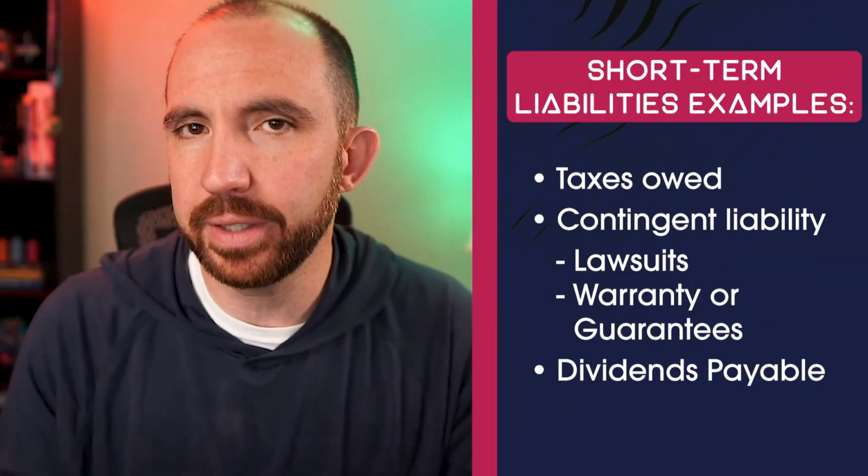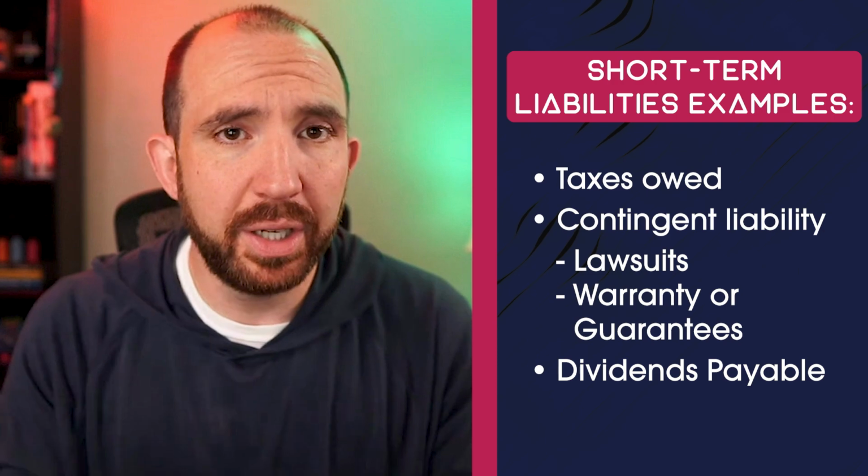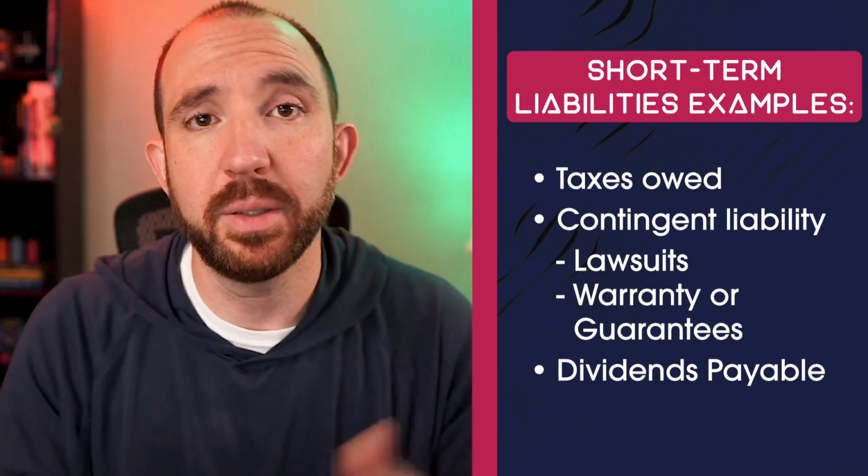Another potential liability that you'll see on definitely publicly traded financial statements, but again, a lot less common in the small business world, would be any dividends that are payable. So if you have declared a dividend that's going to be paid out at some point in the future, then you would need to start accumulating funds as a liability to make sure that you can pay that dividend out to your shareholders.